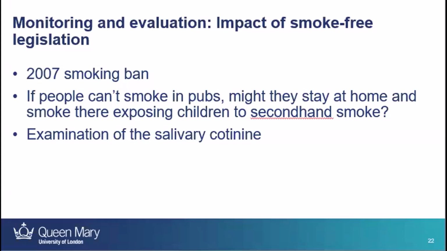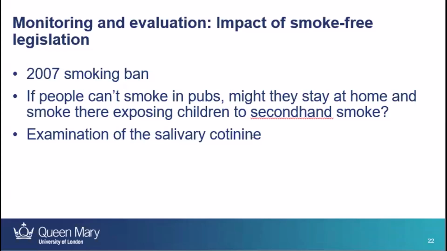So in 2007, there was a ban on smoking in public places, but there were concerns raised that if people can't smoke in pubs, they might stay at home and then smoke at home instead. And then the children of smokers would be more exposed to secondhand smoke than when people could go out and smoke in other places. And this was examined through examination of salivary cotinine. Cotinine is a byproduct of the metabolism of nicotine. So again, a nice objective measure.